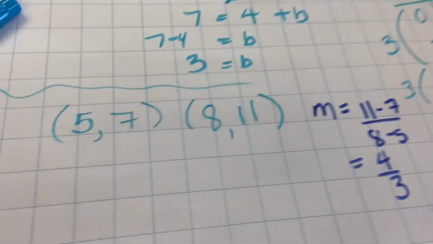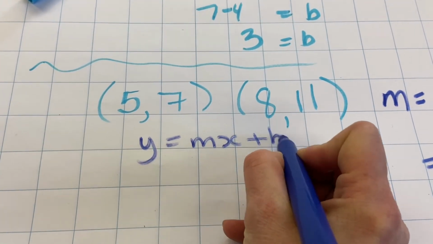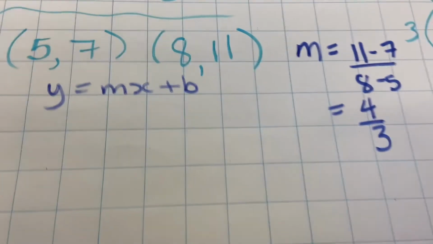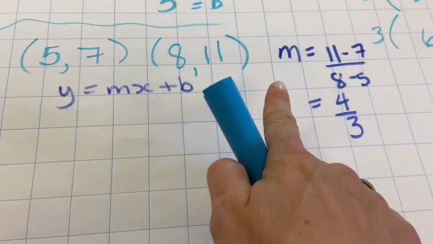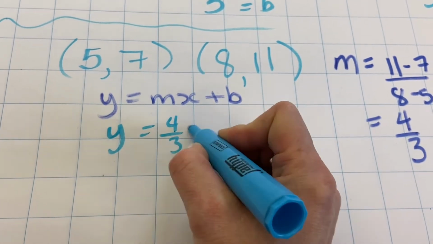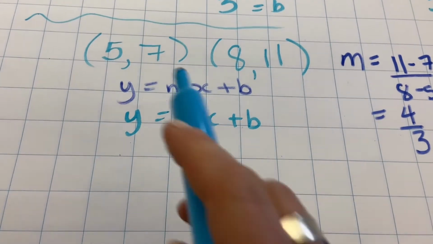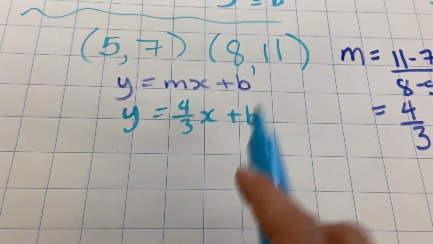So I'm going to use my equation, y is equal to mx plus b. My marker is running out. So my m, or my slope, or my rate of change, is 4 over 3. So I have y is equal to 4 over 3x plus b. Now what does that mean? It means I know my rate of change, I don't know my initial value.